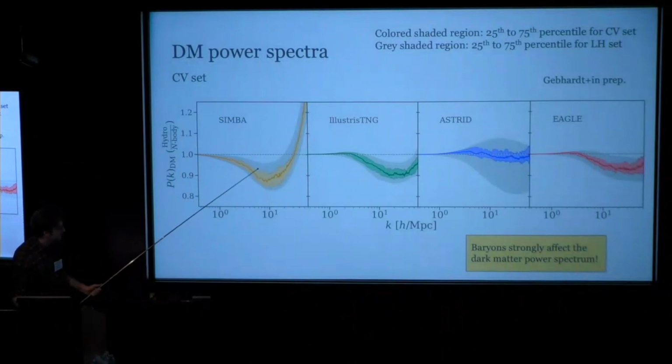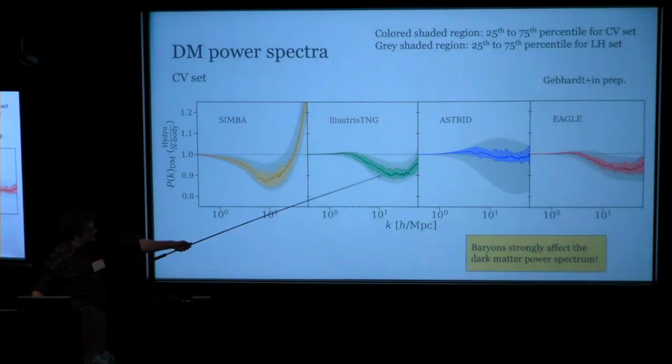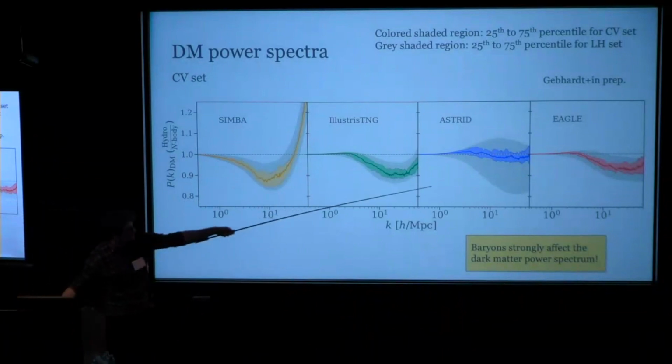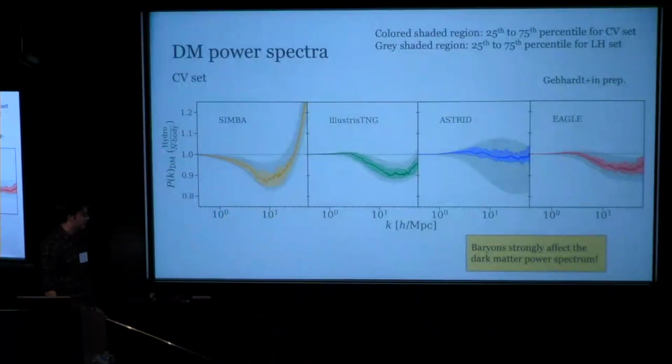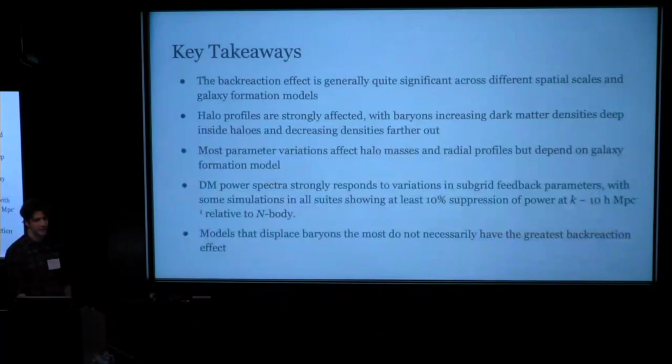Strongest effect in Simba, as always, weakest in Astrid, it would seem, except when we vary all the parameters, it's a pretty wide range, and more intermediate effects in TNG and Eagle. So I will leave it there and take any questions. Thank you very much.